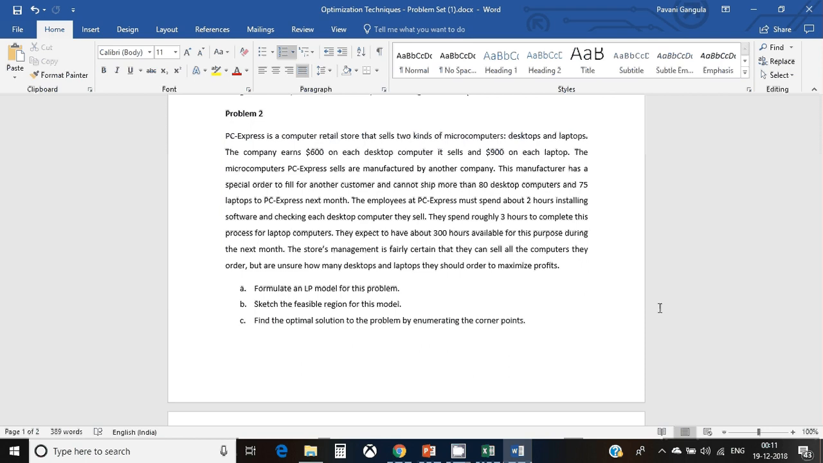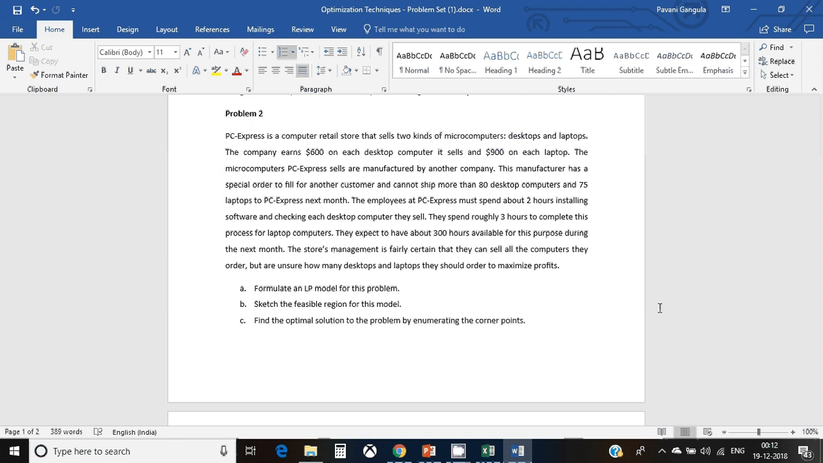To solve this problem, let's first try to understand what the given information is. The company earns $600 on each desktop computer and $900 on each laptop. The manufacturer cannot ship more than 80 desktop computers and 75 laptops to PC Express next month due to another order. Each desktop needs 2 hours for installing the software and checking it. Each laptop needs 3 hours for the same. In the next month, PC Express has only 300 working hours available.